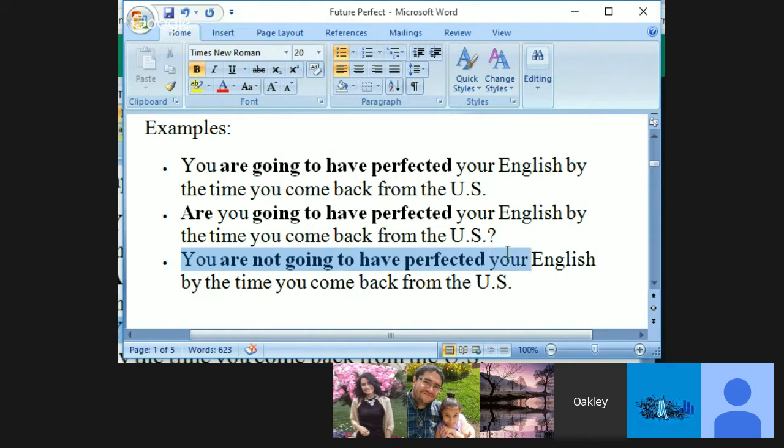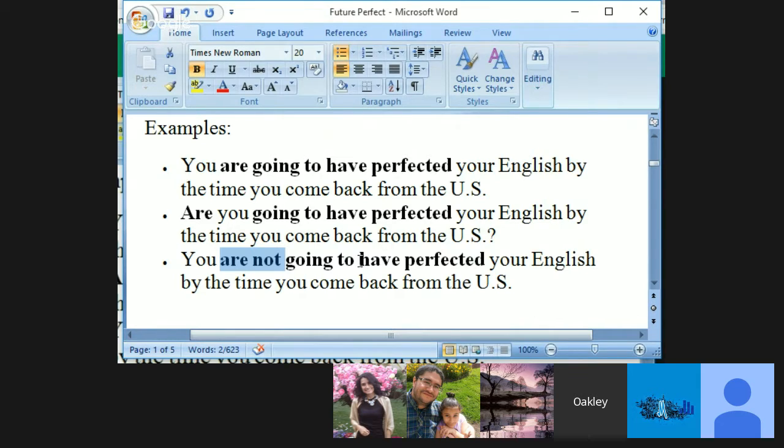All right, and same thing in the negative. The not, again, following the first auxiliary. Here, again, you have the choice. You're not going to have perfected your English, but again, most native speakers would say you aren't going to have perfected your English. And in fact, reduced pronunciation, maybe you aren't gonna, G-O-N-N-A sounding. You're not gonna have perfected your English, possibly.